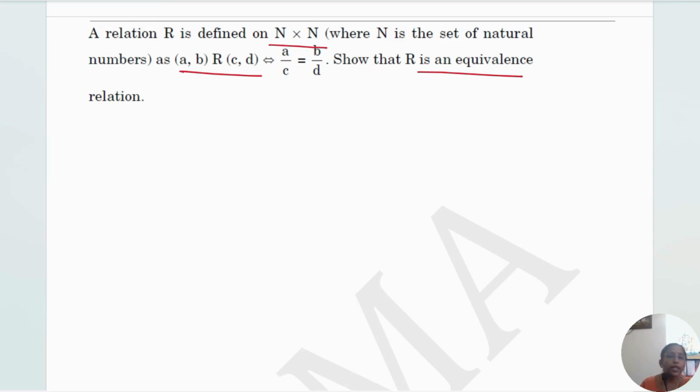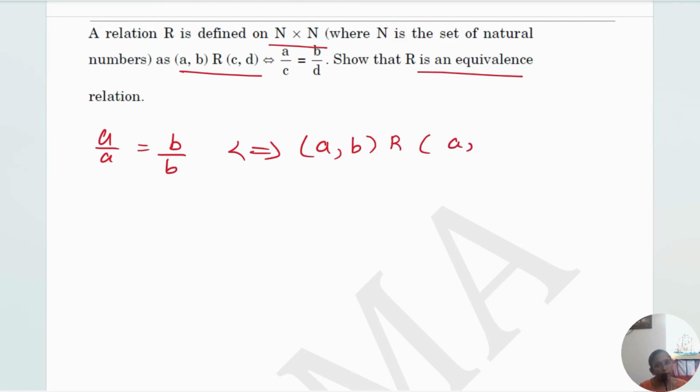We know the condition a/c = b/d. For checking reflexive, this is a/a = b/b. So we can write our relation this way: (a, b) is related by R to (a, b) itself, and it belongs to N cross N, which is what we have in our question. So you can find the answer: R is reflexive in nature.